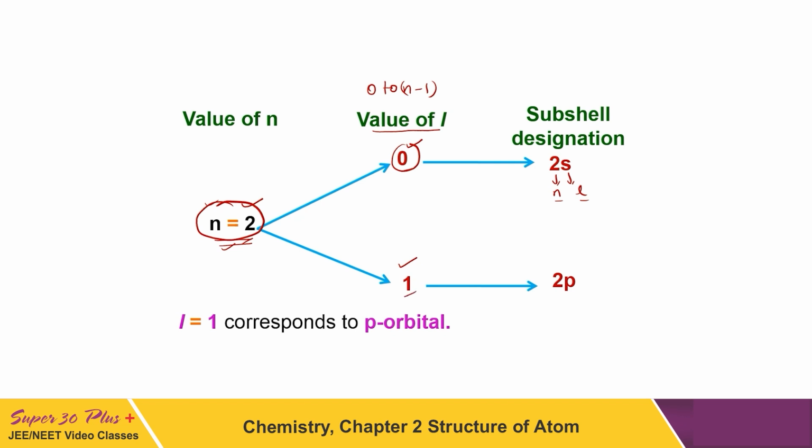For l equal to 1, it will be 2p. 2 is the principal quantum number, p is the azimuthal quantum number, because l equal to 1 means p orbital. So in the second shell, we have 2s and 2p.